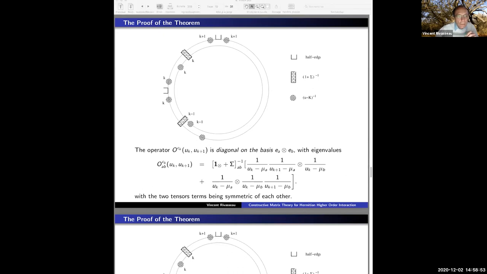The operator O of K, UK, UK plus 1 is diagonal on the basis EA tensor EB with values O equals 1 over 1 plus sigma AB times three terms of the type 1 over U minus mu, plus three terms with the two tensors symmetric of each other.